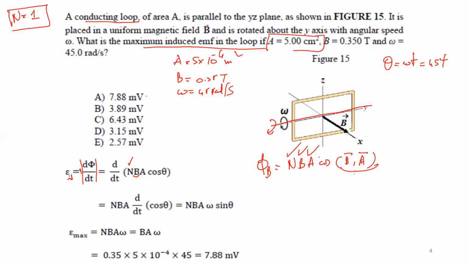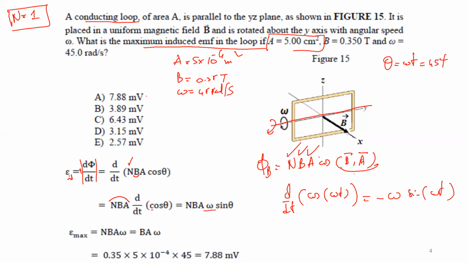It's like an electric generator. Great. So I put the constants out of the derivative. Now, what's the derivative with respect to time of cosine theta? By the way, theta is omega t. That's why I gave you omega. So this is minus omega sine omega t.